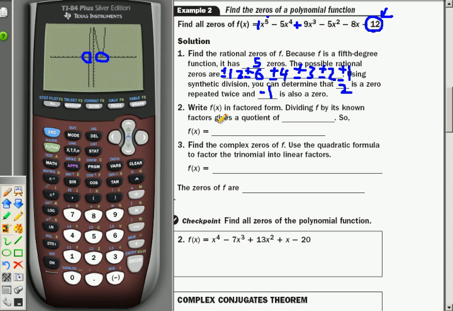So my factors end up being x minus 2, quantity squared, x plus 1 to the first power. And then if I did all the dividing stuff that we learned about in the last section, you would end up finding 2 other zeros that are not on the graph because they are imaginary.